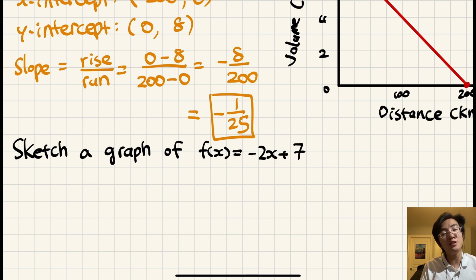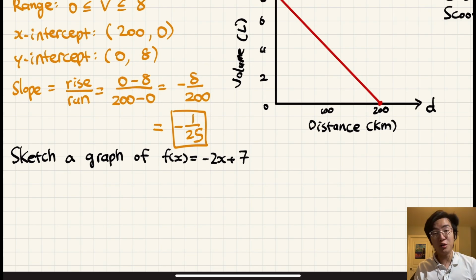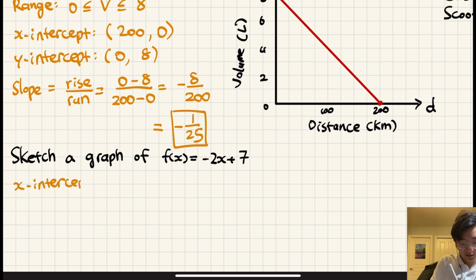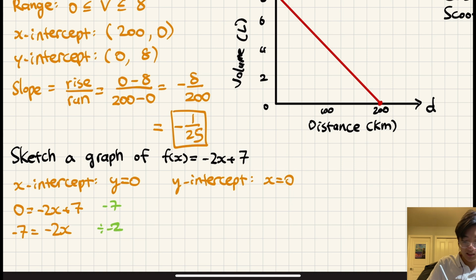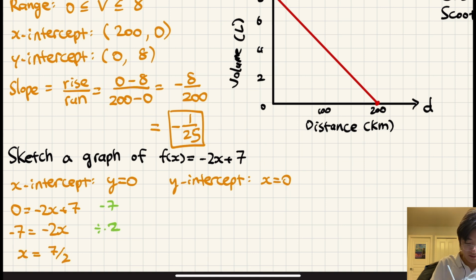Once again, all we need to do is find the 2 intercepts and connect the dots. The x-intercept occurs when y equals 0, and the y-intercept happens when x equals 0. So let's plug into the function and see what happens. When y is 0, 0 equals negative 2x plus 7. We subtract 7 on both sides to get negative 7 equals negative 2x. We divide both sides by negative 2 and get 7 over 2. That is the x-intercept.